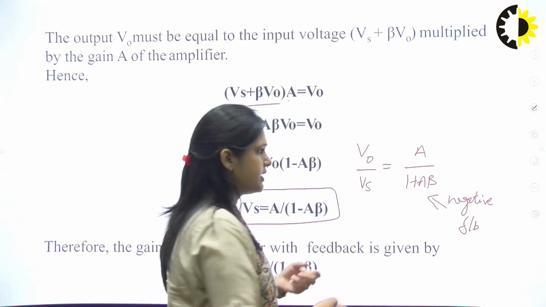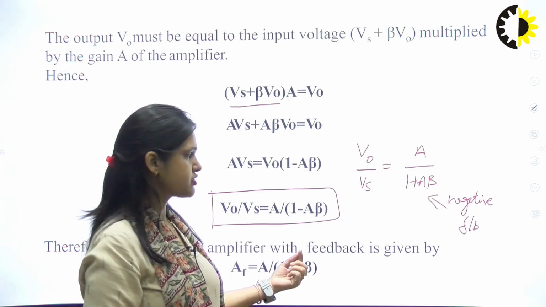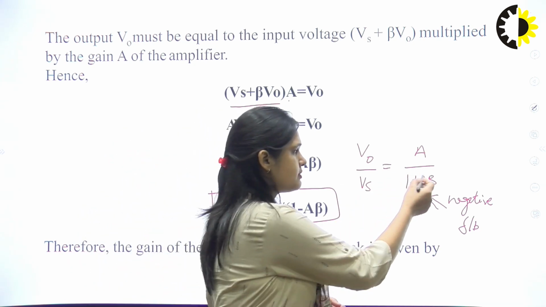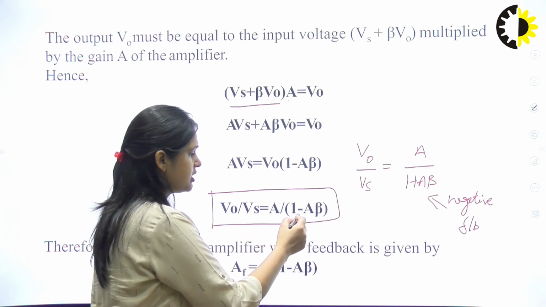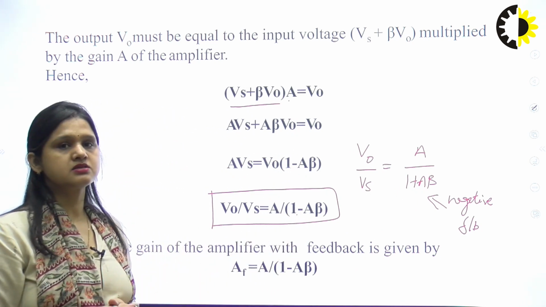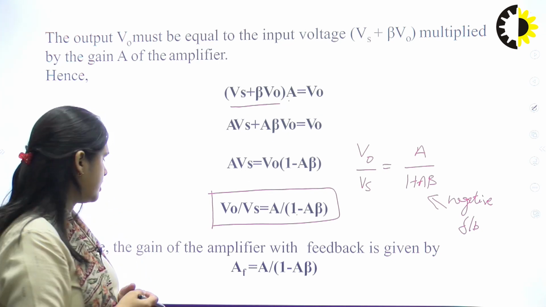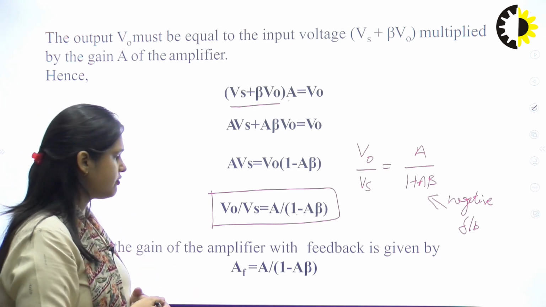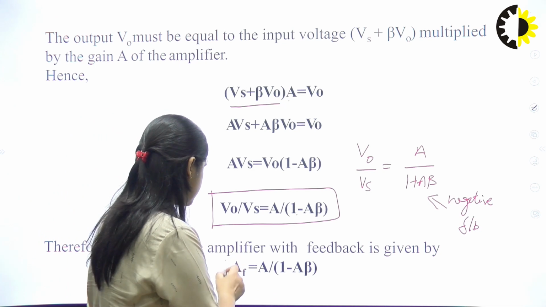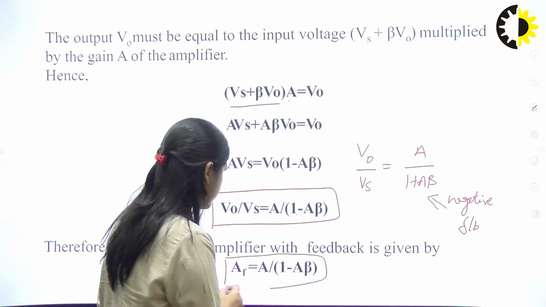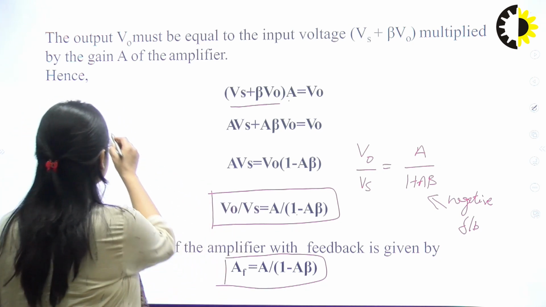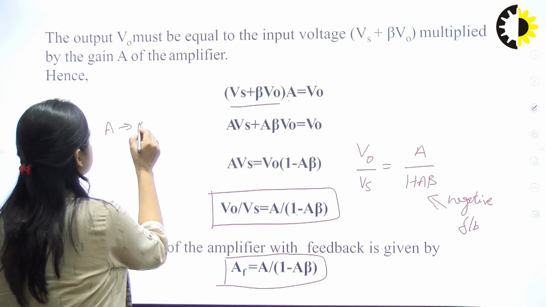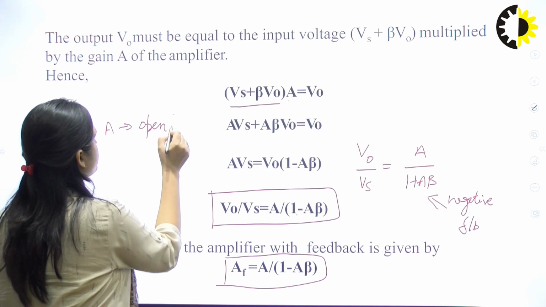So it is directly visible from both the expressions. Here the gain reduces by this factor, whereas in the case of this expression, the gain increases by this factor. The gain of the feedback amplifier is represented by AF. This is the overall gain with the feedback. And this A is nothing but the open loop gain.